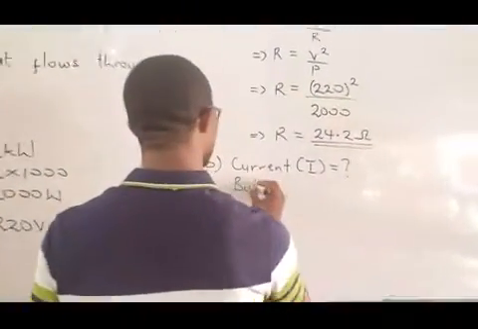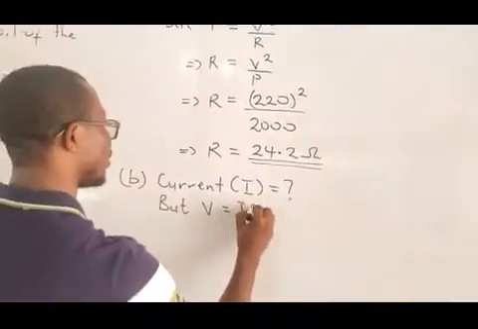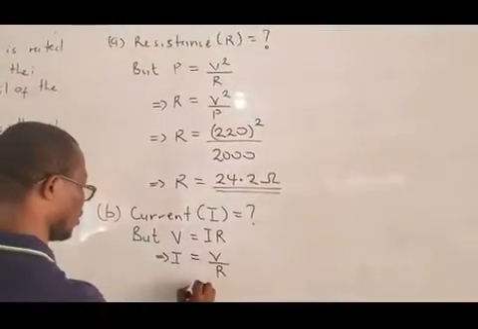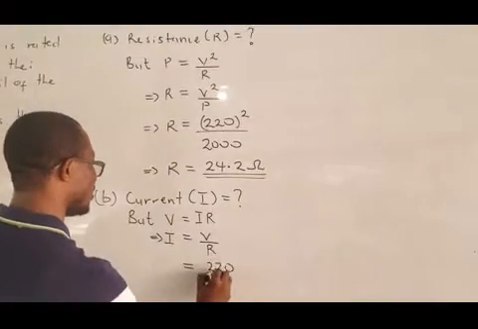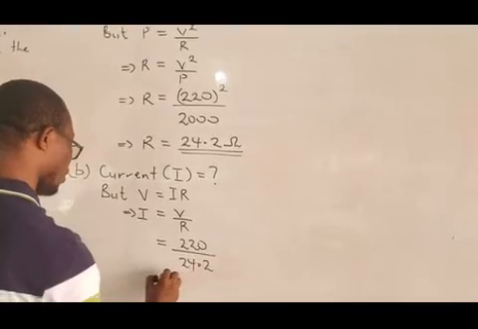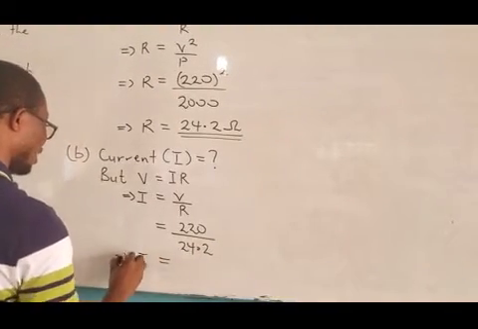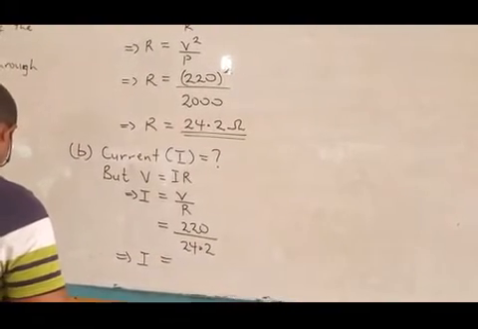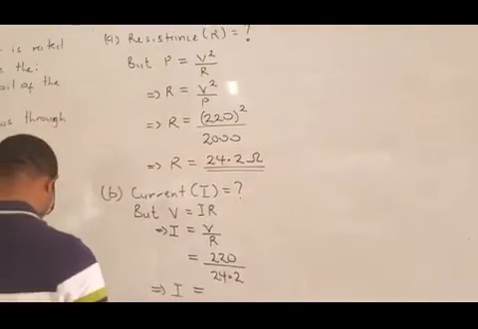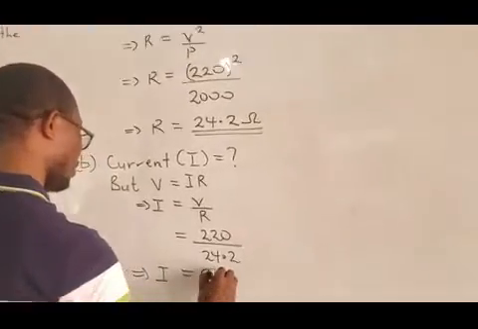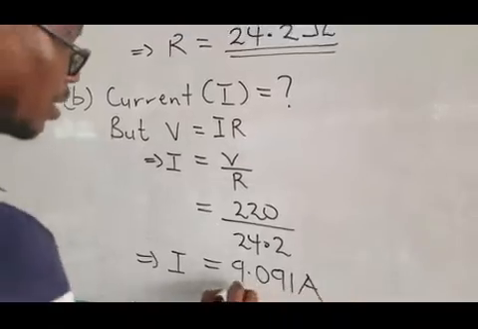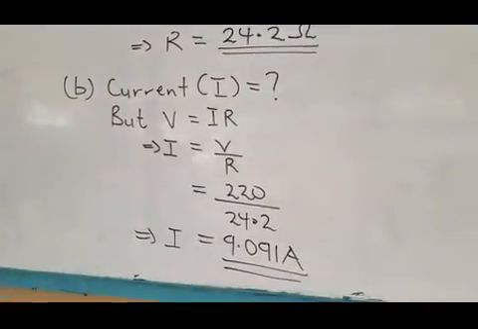So from equation 1, V equals IR, you make I the subject, your I becomes V over R. Our V is 220, and then the R we calculated is 24.2. It means that the current becomes 9.091 amperes. That is to 3 decimal places.